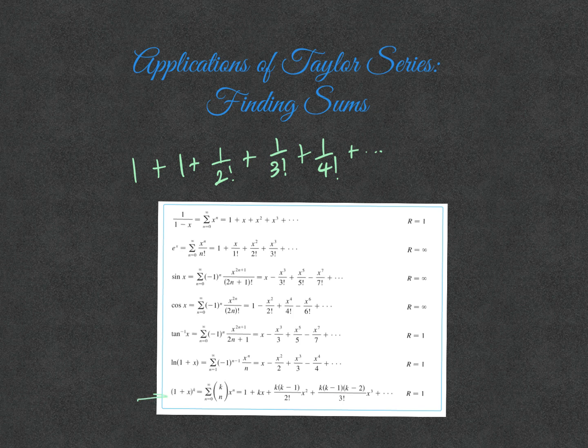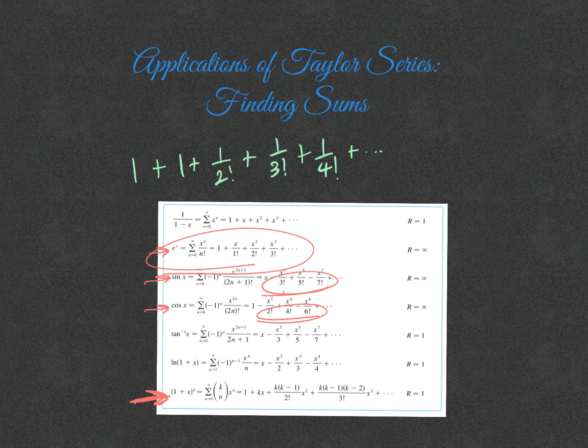So we're looking for the ones that have factorials in the denominator. There's a factorial in the binomial expansion down here. There's a factorial in cosine, there's a factorial in sine, and there's a factorial in e to the x. Now, the binomial has a lot of stuff happening in the denominator, so let's not go there. In cosine, the denominators are even factorials, and in sine, they're odd factorials. So it looks like e to the x is going to be our winner.